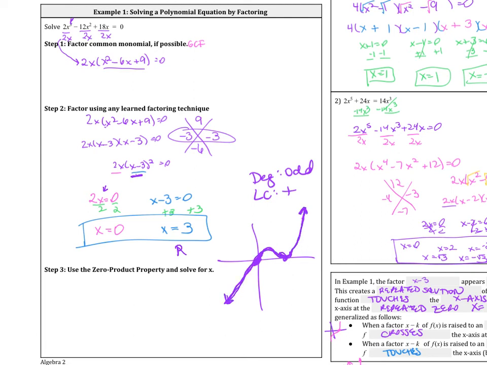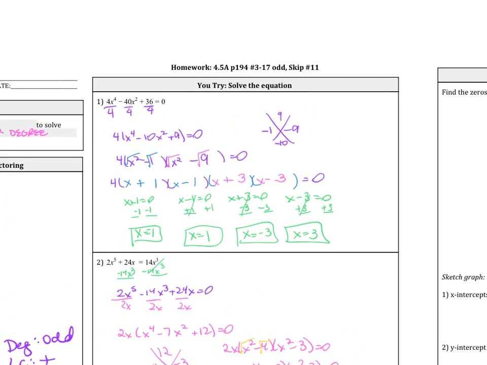So this is a lot faster than when we graphed at the beginning of the chapter when we plugged in numbers. Now looking at this one, it's to the fourth power. So what do we know about the ends? The ends are the same because it's even. We know the leading coefficient is positive, so which way do the ends go? We know that they go up. Our x-intercepts are at negative 1, 1, negative 3, and 3. Nothing's repeated. We also know that our y-intercept is at 36. So let's just sketch it at 36.